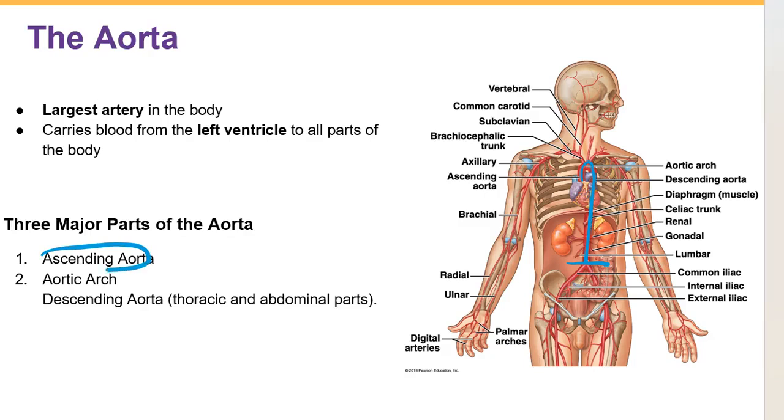Ascending aorta, the part that is leaving the heart and going upward. Aortic arch, the part of the aorta that is arching. And then descending aorta, the part of the aorta passing behind the heart, going down through the thoracic cavity and abdominal cavity, so we can call this the thoracic aorta and also the abdominal aorta. And each part is going to give some branches.